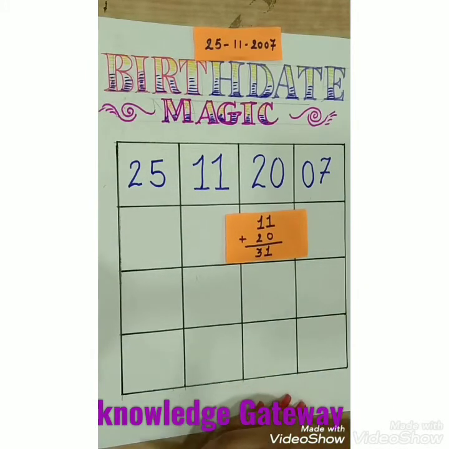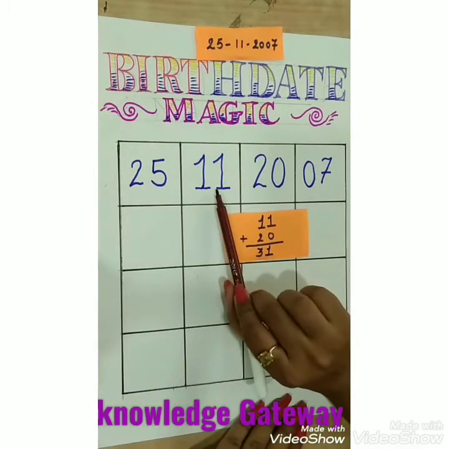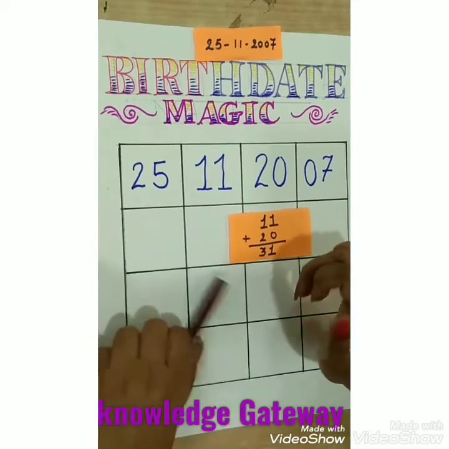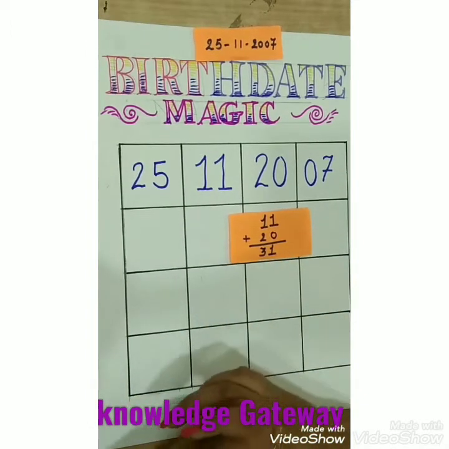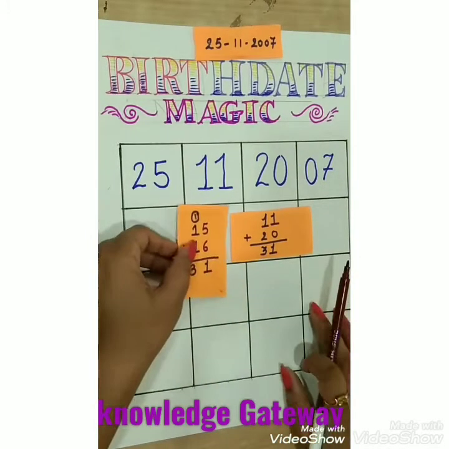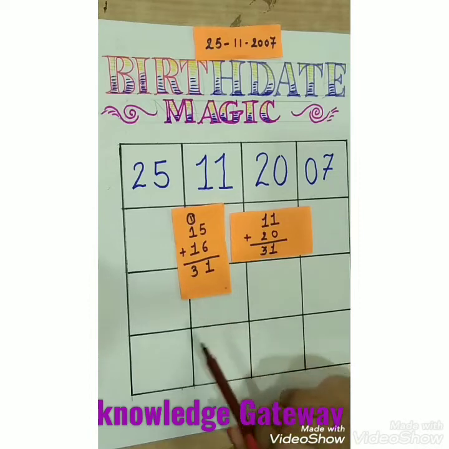Now what is my rule? Find 2 numbers other than the numbers already figuring in the magic square. Means I have 11 and 20. I have to find other numbers whose addition should be 31. So suppose I will take the numbers 15 and 16. 1, 5, 15 and 16. It is also an addition of 31.